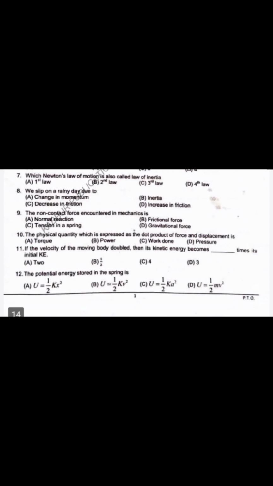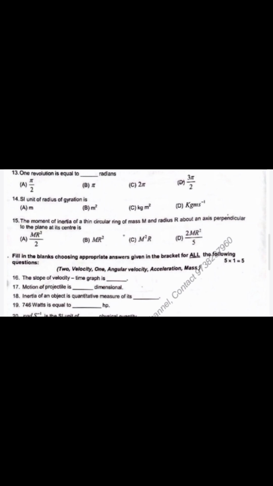11th one, if the velocity of a moving body doubled, then the kinetic energy becomes dash times its initial kinetic energy. 13th one, revolution is equals to dash radians. 14th one, SI unit of radius of gyration is. 15th, the moment of inertia of a thin circular ring of mass m and radius r about an axis perpendicular to the plane at its center is.